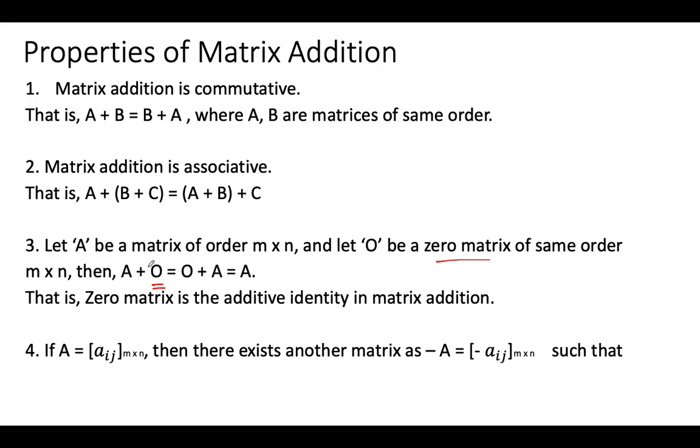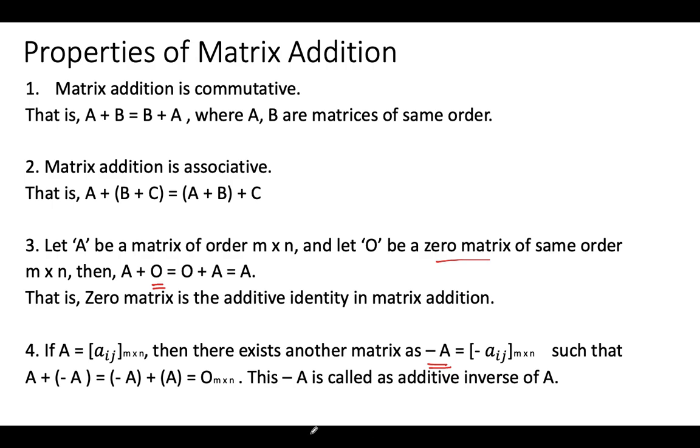And if A is Aij, that is a matrix of order m by n with elements of the form Aij, then there will definitely exist a negative of this matrix, negative A equal to negative of Aij, such that when I add these two, I get the additive identity, the 0 matrix or the null matrix. So this negative A is called the additive inverse of A.